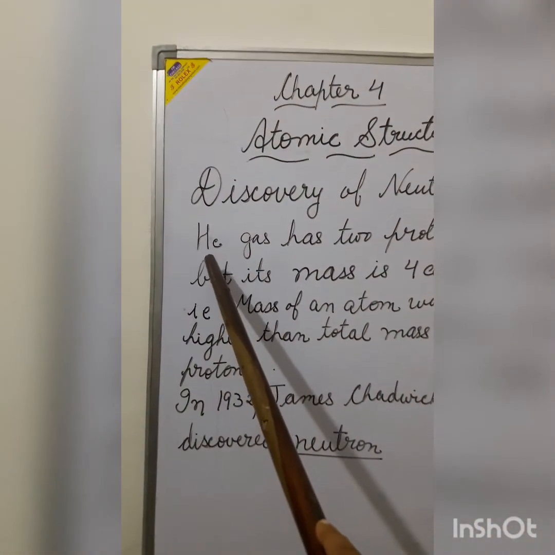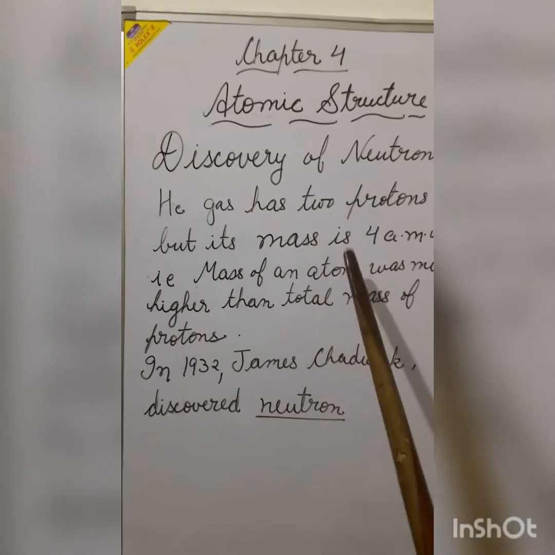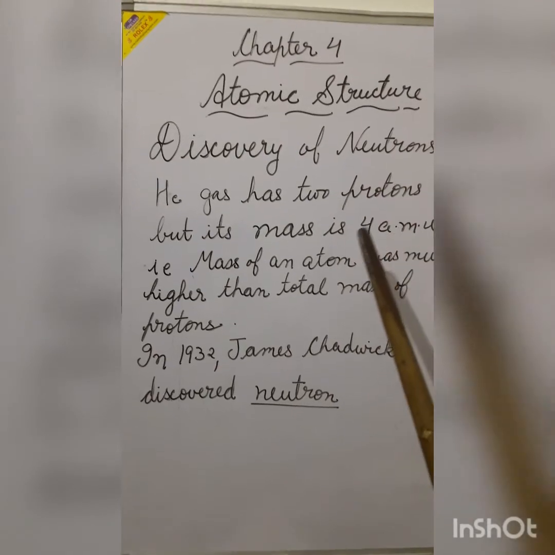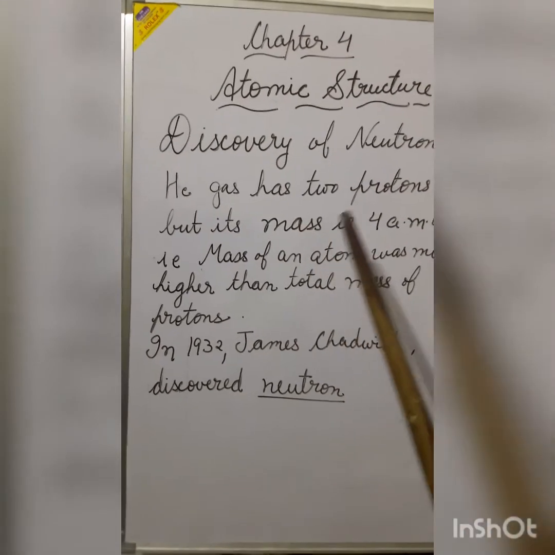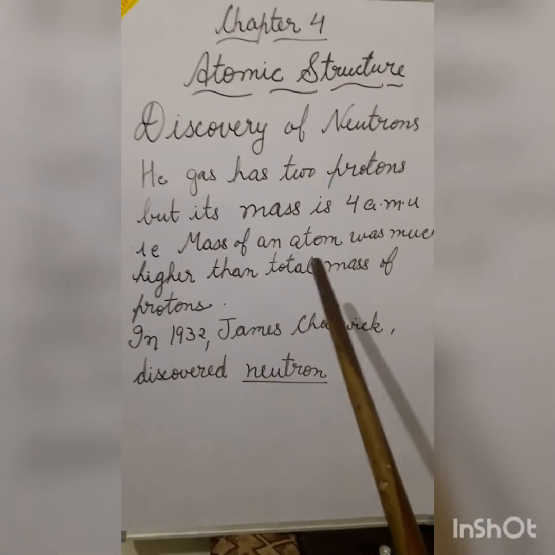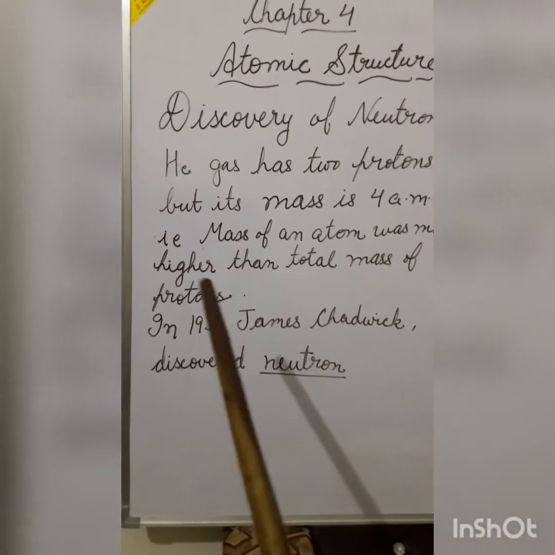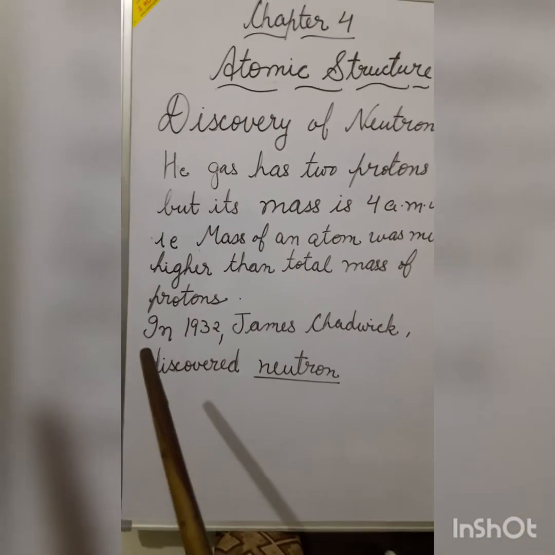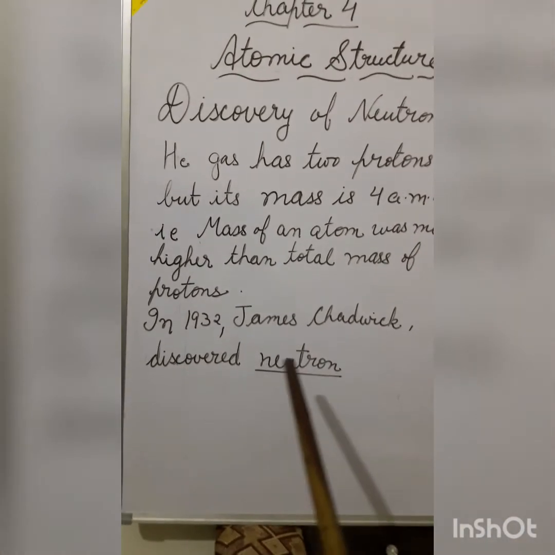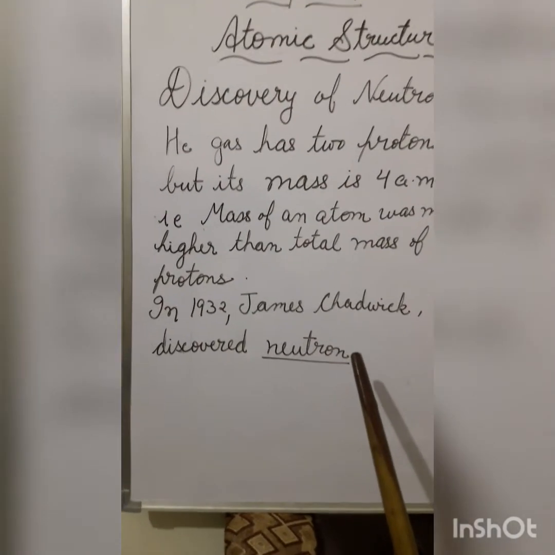So when the studies were done on helium gas, it was found that it has two protons, but its mass is 4 AMU, 4 atomic mass unit. That means some other things are present in the atom which are contributing to the mass of the gas. Mass of an atom was much higher than the total mass of protons. So this fact was taken by the scientists, and in 1932 James Chadwick discovered this subatomic particle, the neutron, which has no charge but has a mass.